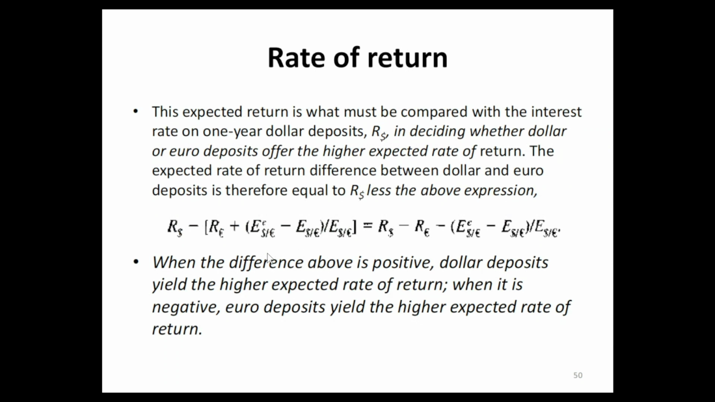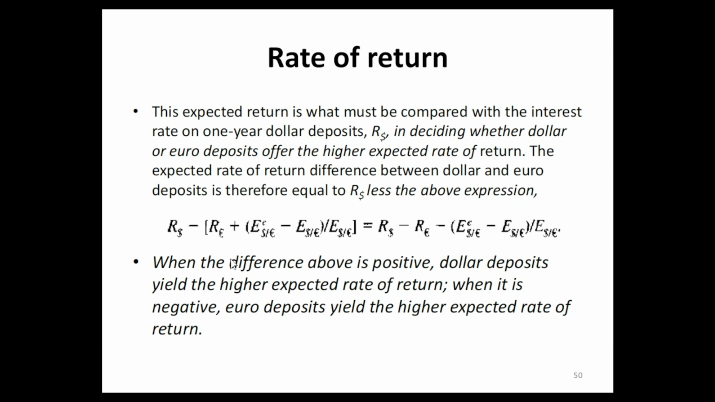So this expected return is what must be compared with the interest rate on a 1-year dollar deposit. So this one is the interest rate of the dollar, and we decide whether a dollar or euro deposit offers a higher expected rate of return. So the expected rate of return difference between the dollar and euro deposit is therefore equal to the interest rate of the dollar less the above equation.